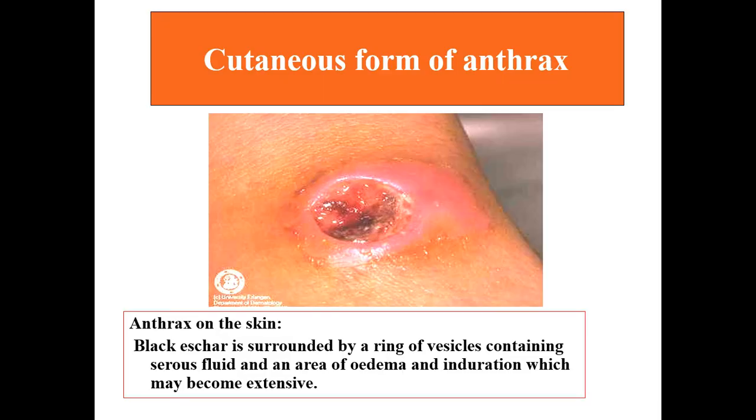The cutaneous form of anthrax on the skin: the black eschar is surrounded by a ring of vesicles containing serous fluid and an area of edema and induration, which may become extensive.